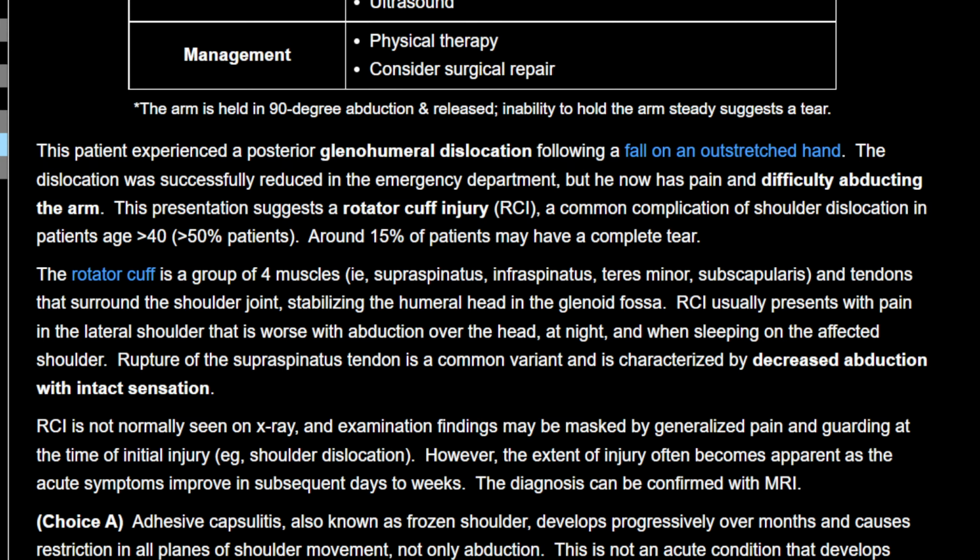was Okay, successfully this reduced lady in is the gonna read emergency for me, department, okay? but he now has pain and Let me difficulty find it abducting the correct. arm. Let This me start all over. asterisk, the Okay. arm is held in 90-degree abduction and release.